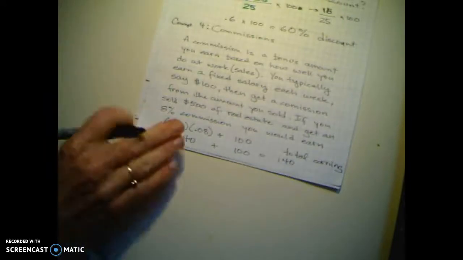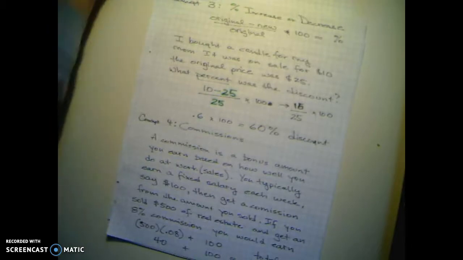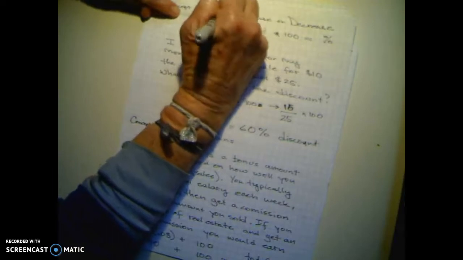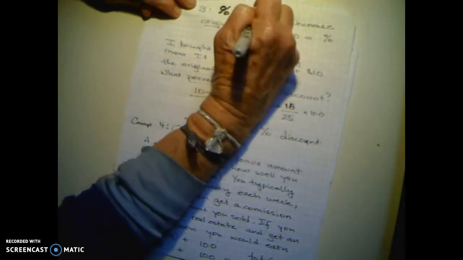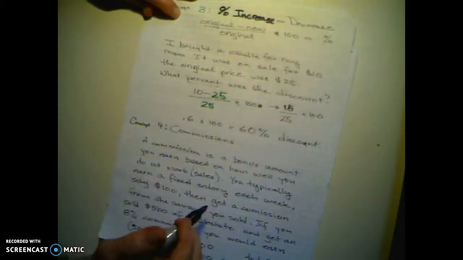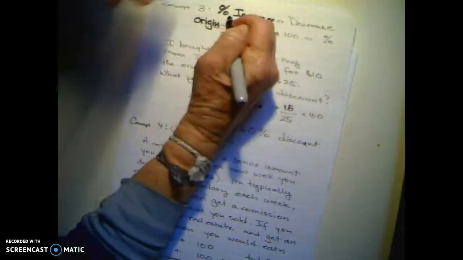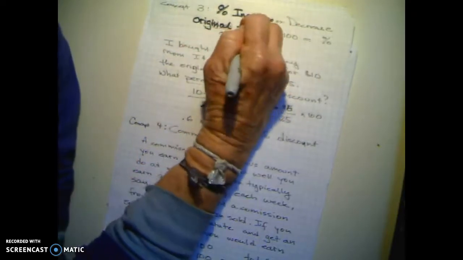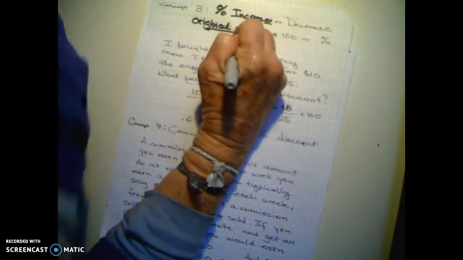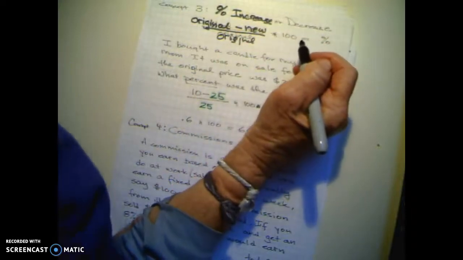Okay, we're on to skill or concept 3. Concept 3 has to do with percent increases and percent decreases. So it's a percent increase or a percent decrease. And the only thing you need to remember for that is the formula that we learned in class. You take the original price, you subtract the new price, you divide it by the original price, and then you multiply by 100.